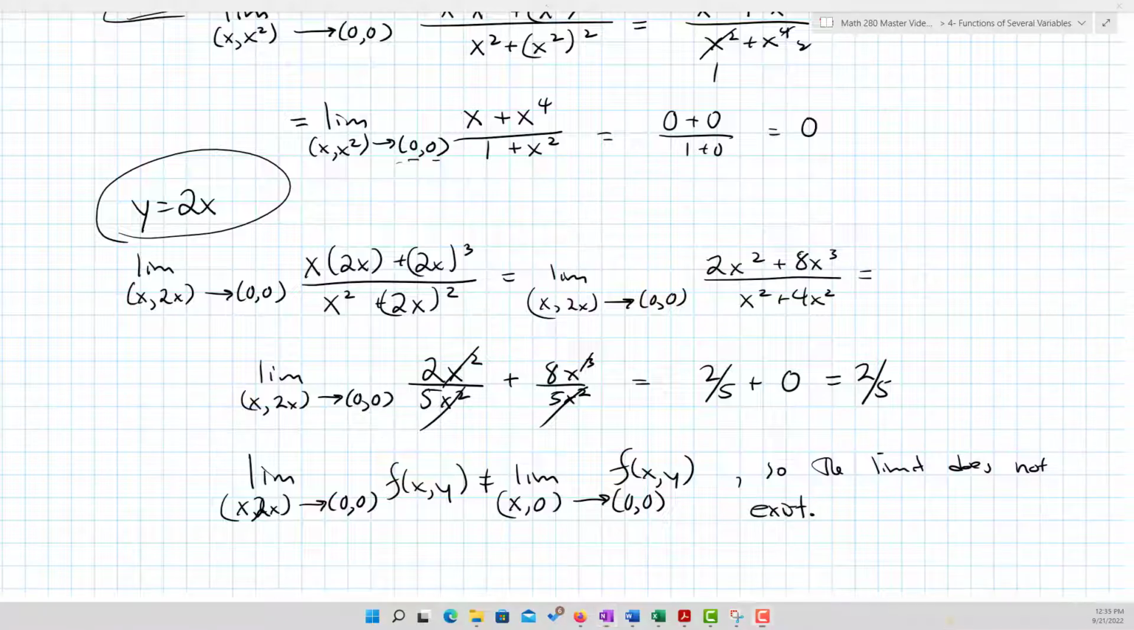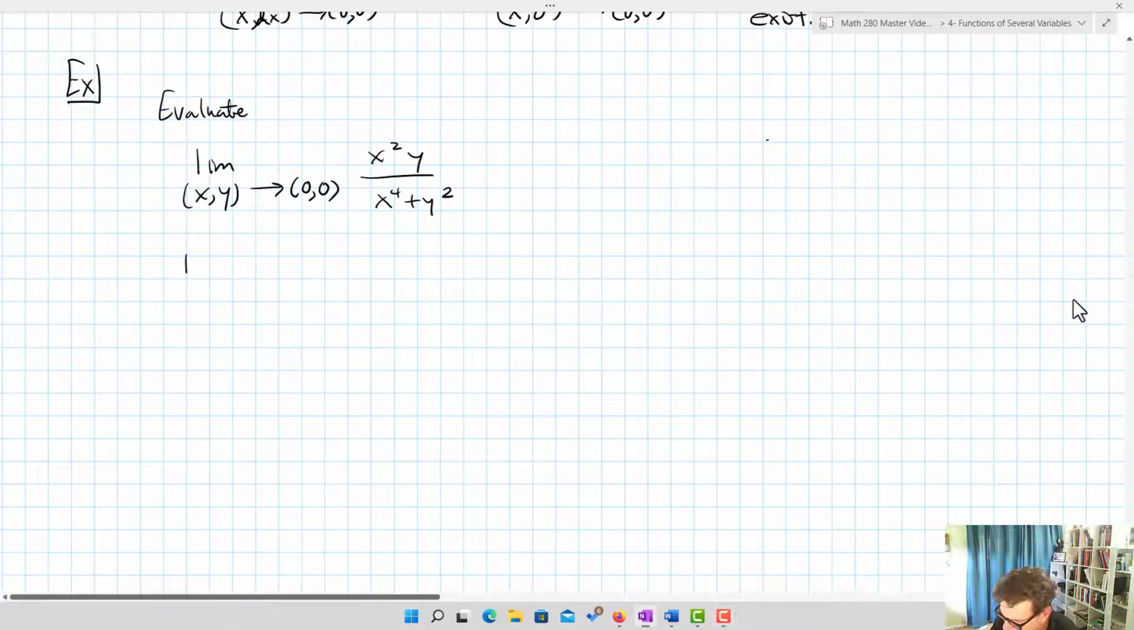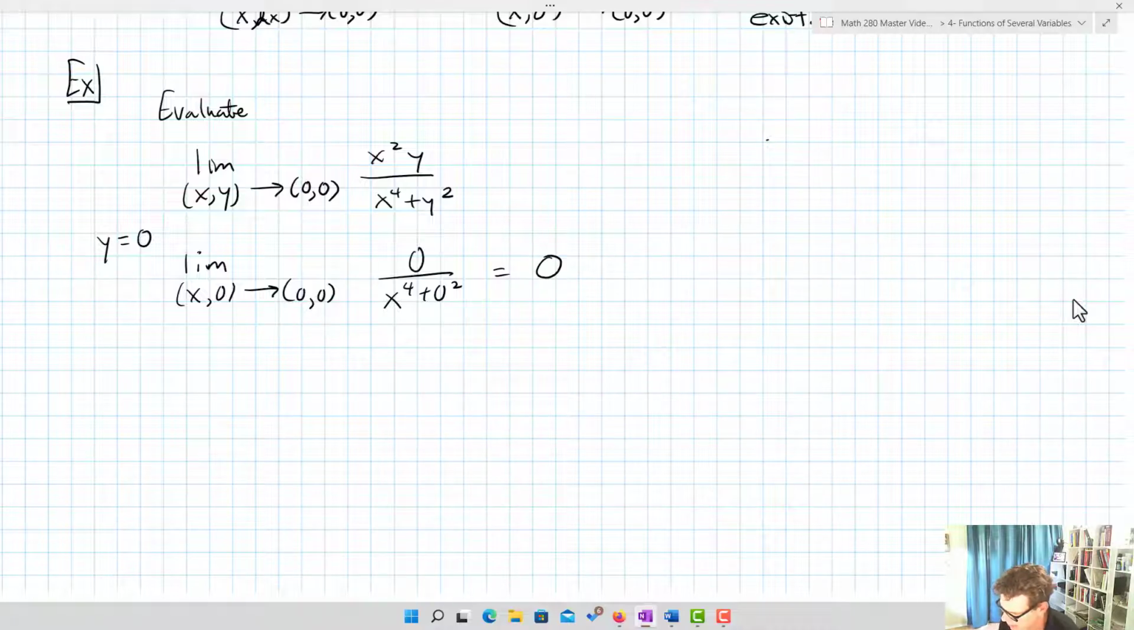Let's try another one. Okay, now let's take a look and let's evaluate this limit as (x, y) goes to (0, 0) of x squared y over x to the fourth plus y squared. So now let's look at it along the path y equals 0. And so this is going to be the limit as (x, 0) approaches (0, 0). And what we'll get is 0 over x to the fourth plus 0 squared, which is simply 0 again. Okay? And so we find that along that path y equals 0, our limit ends up equaling 0. Great. Let's take a look at a different path.